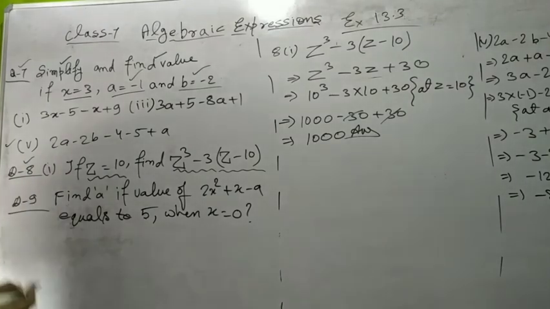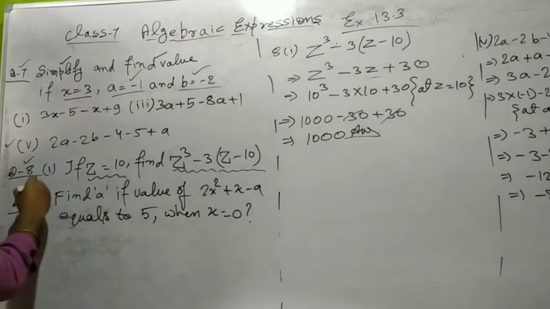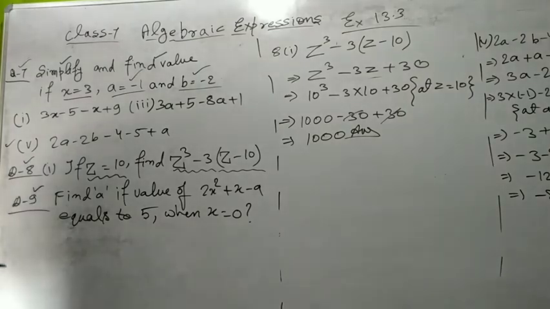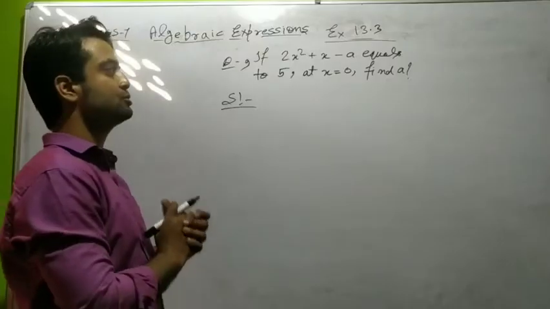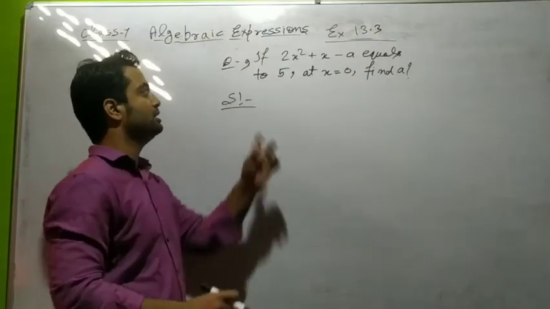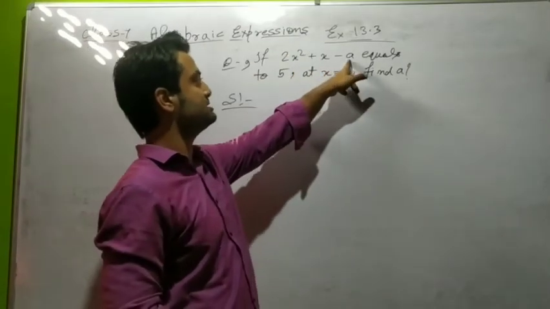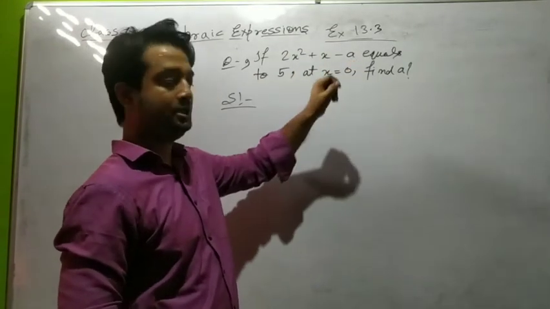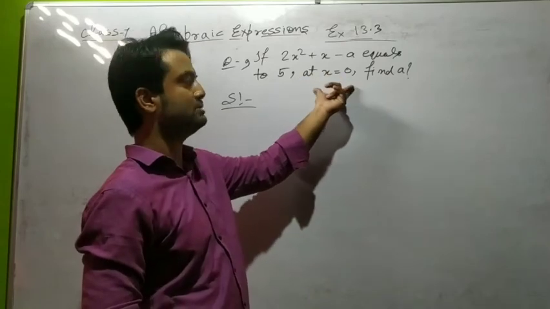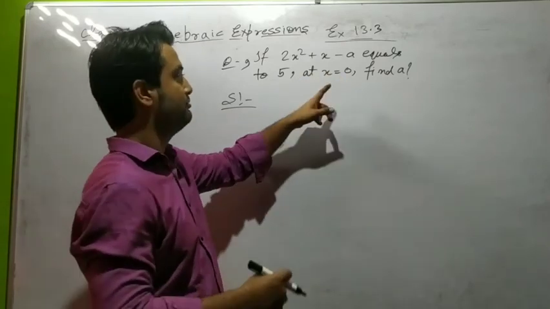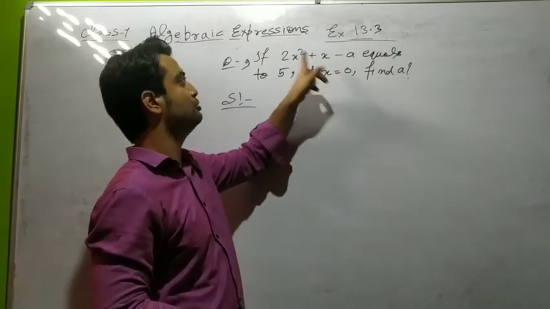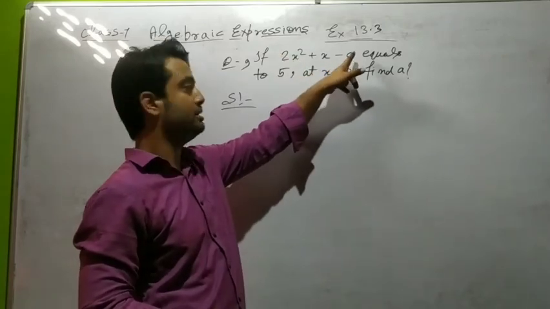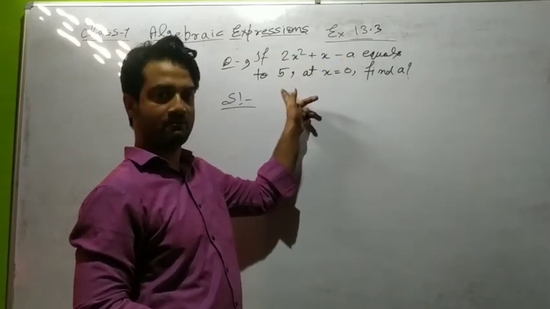Now, I hope you have understood the solution of 7th and 8th. Let's move to the last question, which is the 9th one. So question number 9 is saying, if 2x square plus x minus a equals 5 at x equals 0, it means when we put the value of x as 0 in this equation, its value is equal to 5.